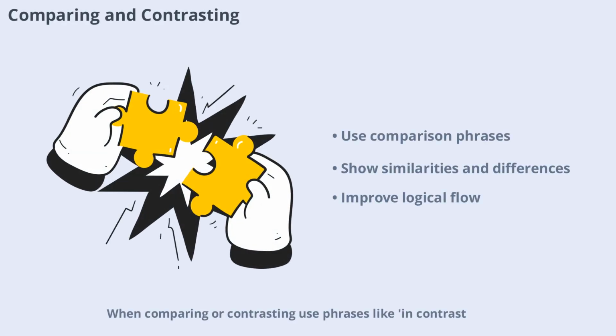When comparing or contrasting, use phrases like in contrast, however, both, or unlike. These words help you show similarities and differences clearly. Practicing these structures makes your writing more logical and easier to follow.